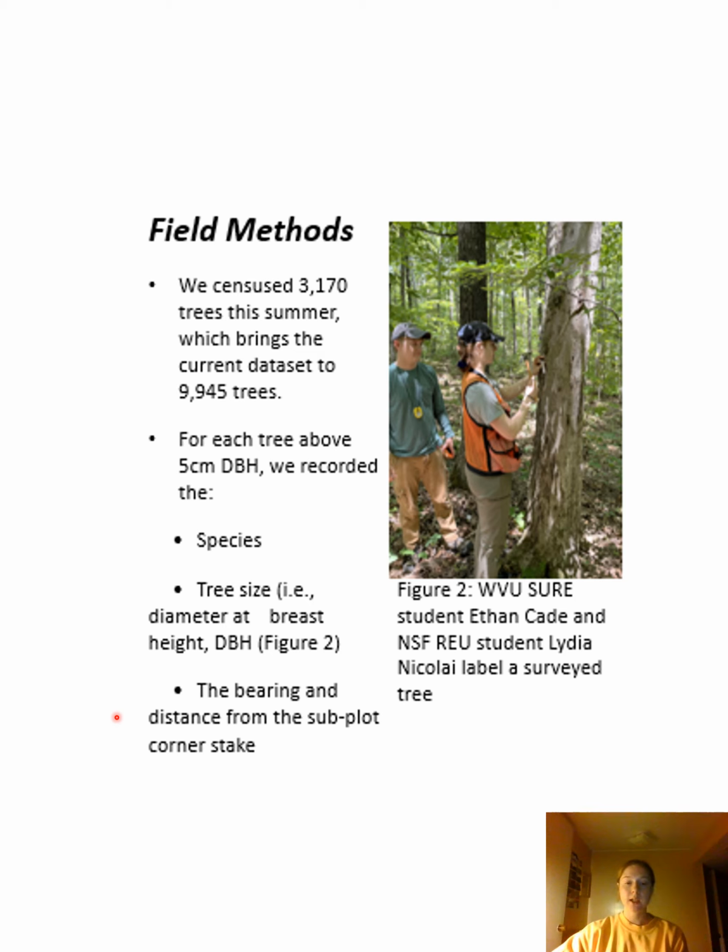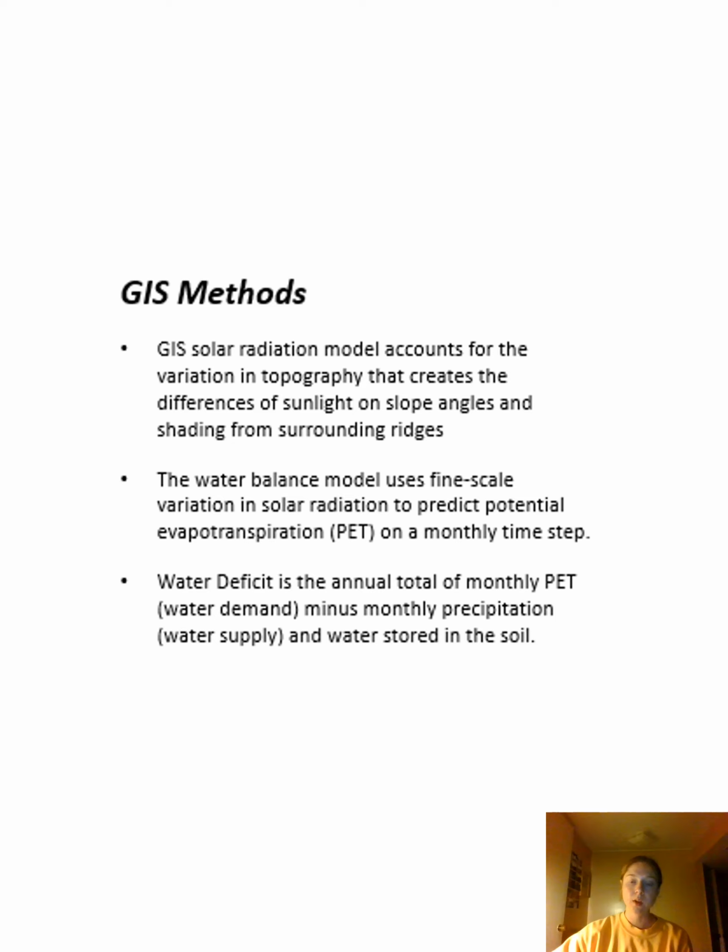So for all the data we collected, we had to measure the bearing and the distance of each tree, the tree size, using DBH, which is diameter at breast height, and that will be our proxy for tree growth, because true tree growth is pretty hard to determine. And then we also had to identify each tree by species. To get the figures we needed for our modeled water deficit, we used GIS.